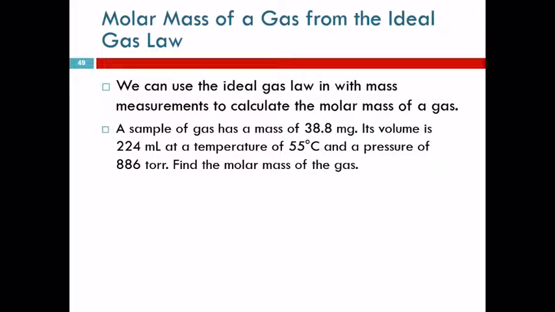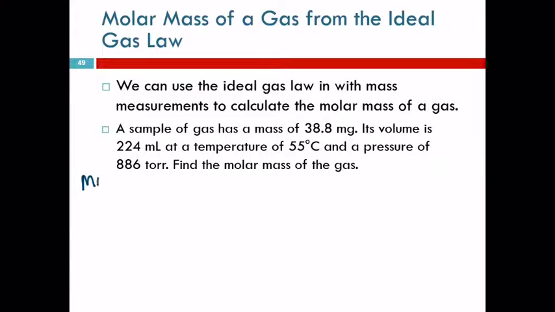We can use the ideal gas law, if we know the mass of the gas, to calculate its molar mass. So let's see how we would do that. A sample of gas has a mass of 38.8 milligrams. Here's its volume, its temperature, and its pressure. Find the molar mass. What is molar mass? The mass of 1 mole, right? The molar mass is how many grams per mole.